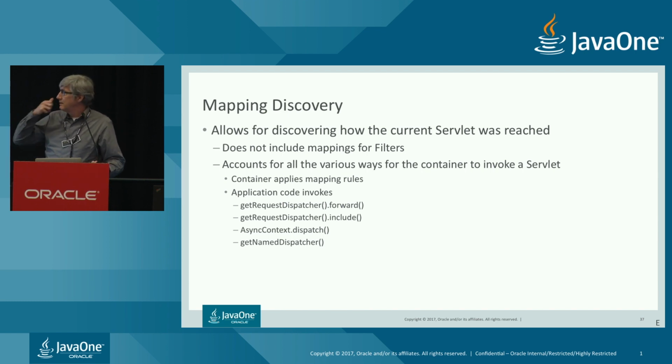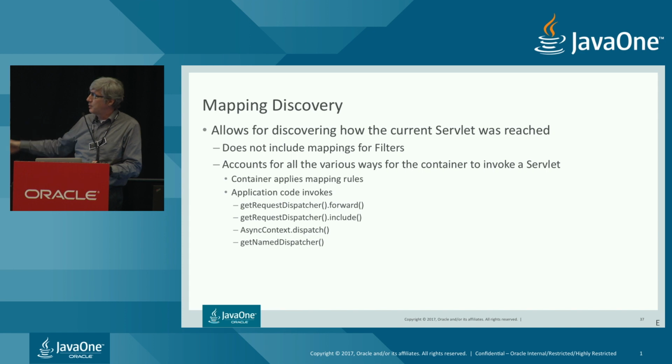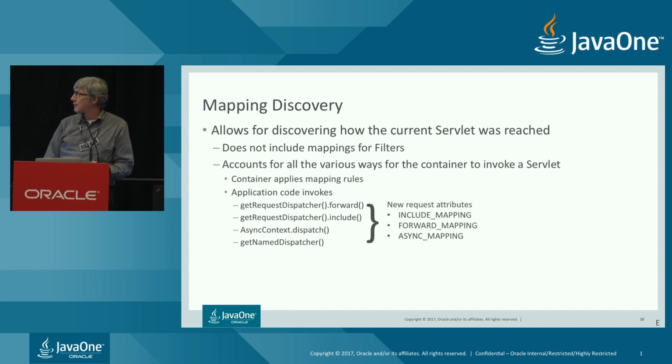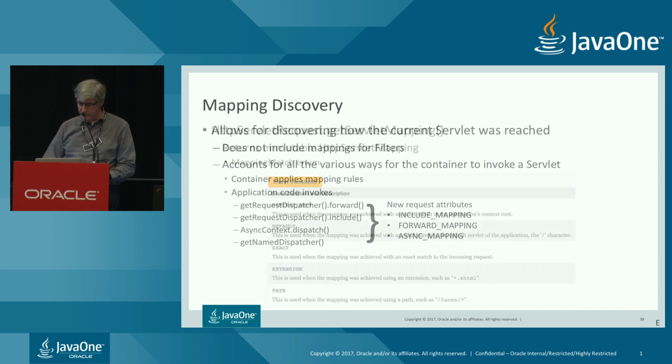So you can invoke a servlet by the container applying the mapping rules, or the application code can invoke any of these methods here. And if they use that approach, then there's an associated set of request attributes that go along with that, that let you discover where it was before it came through RequestDispatcher.forward or include. So that's just in keeping with what we already had in the specification.